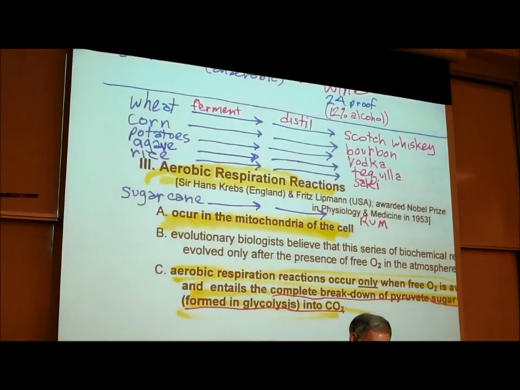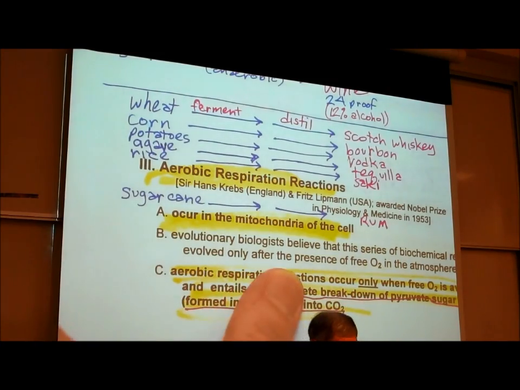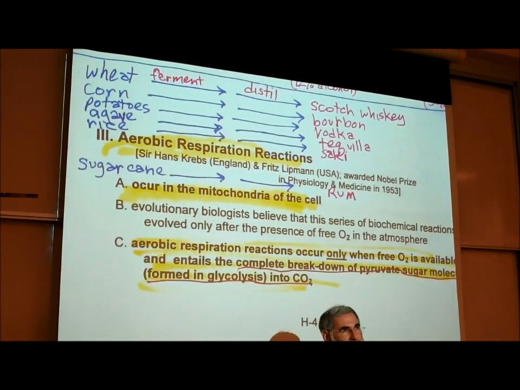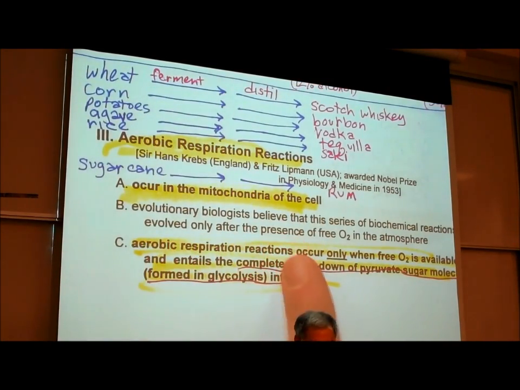All right, so now that we've talked about alcoholic fermentation, we understand what happens when living things are breaking down foods to make ATP in an environment where there is no oxygen. Now, most of the time there is oxygen. So now we're going to talk about the aerobic respiration reactions that occur in the mitochondria.